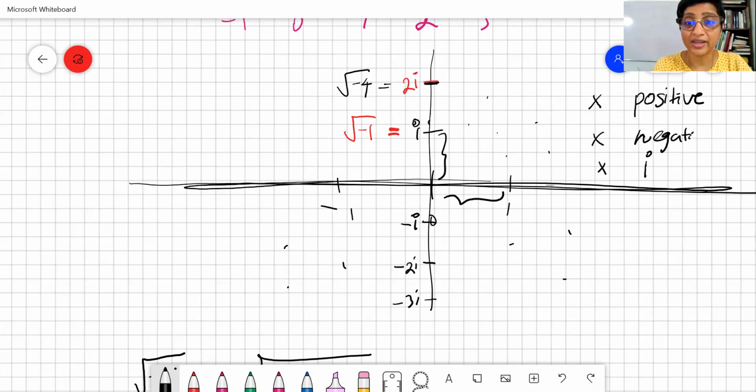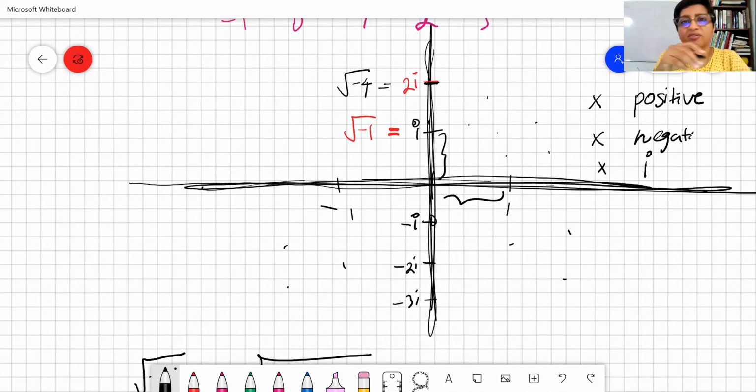So I said all the real numbers are on this line. Then all the square roots of negative numbers, square root of negative 10, square root of negative 3, square root of negative 139, think of all those numbers. They are all on this line. They have a place on this line.